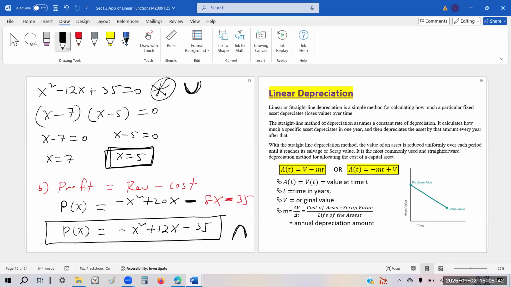It's the final cost minus the initial cost divided by how long time you spent. That's the annual depreciation amount. The final minus initial divided by the number of years you spent.